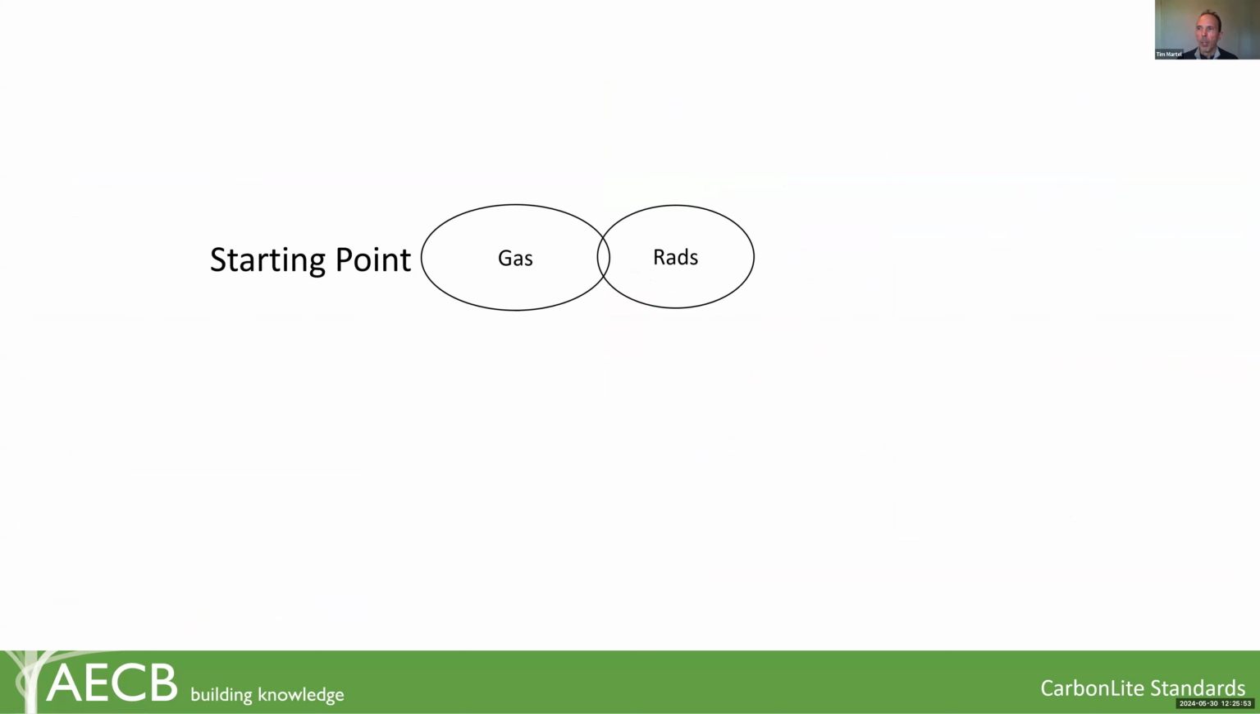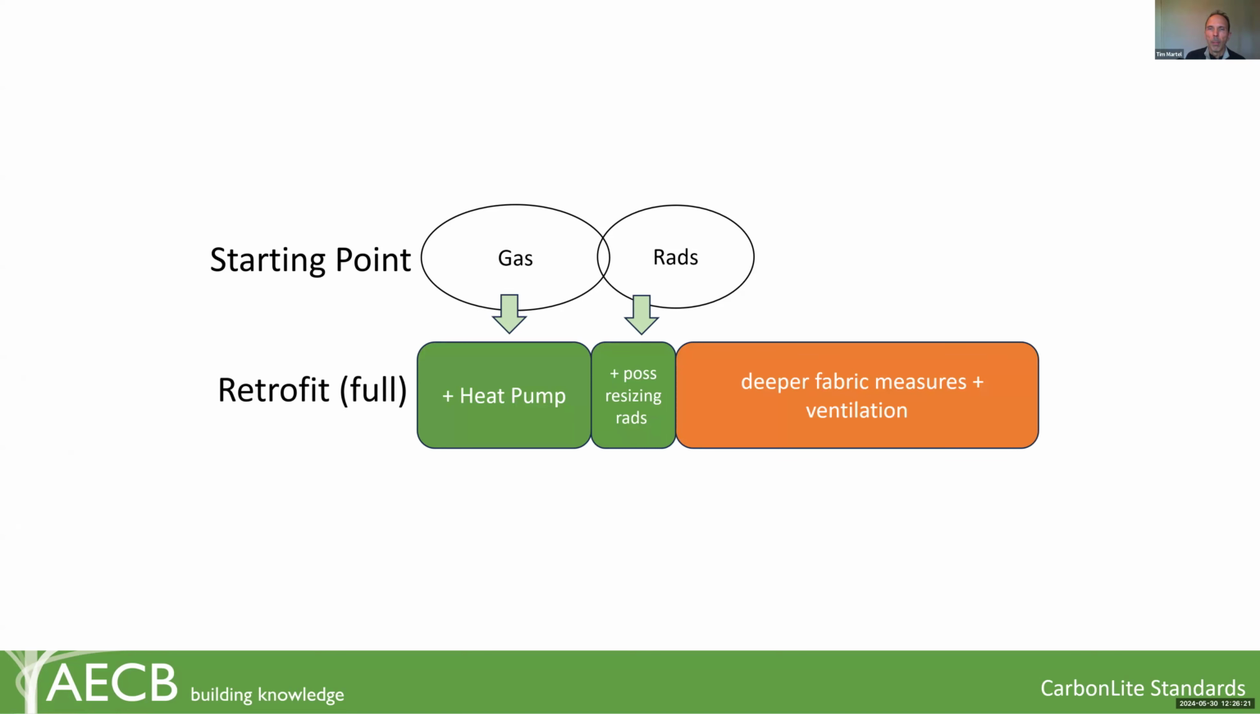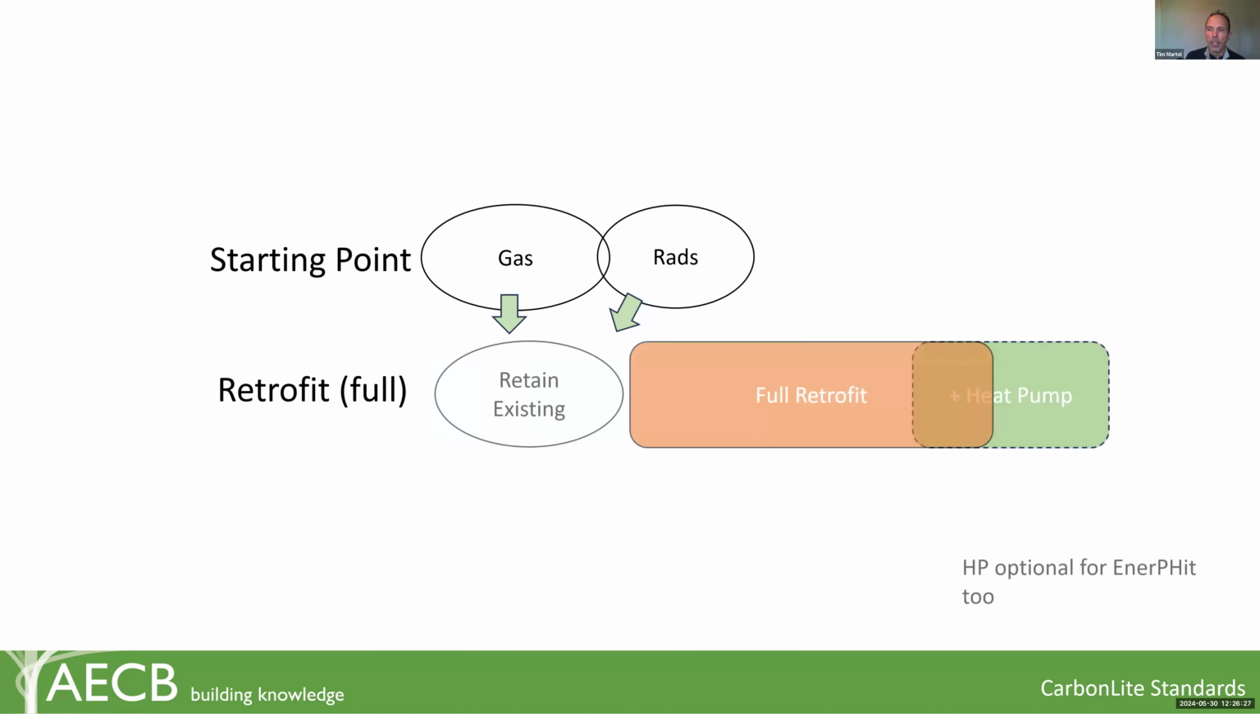So, just looking at retrofit for a moment, I just want to clarify something about retrofit and introduce the step one. The starting point probably would have been to have gas and radiators, a gas boiler and radiators. The full retrofit works is you'd have a heat pump to replace the gas boiler. You'd have to resize the radiators, and then you'd also have the deeper fabric measures as well. There is some flexibility there, though, so you don't have to install the heat pump then. You could have it later. You could retain the existing and have it later as an optional stage.